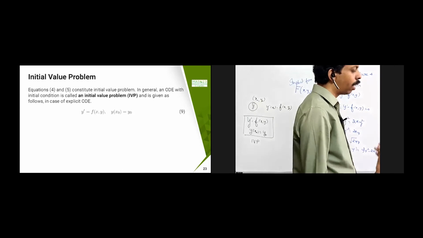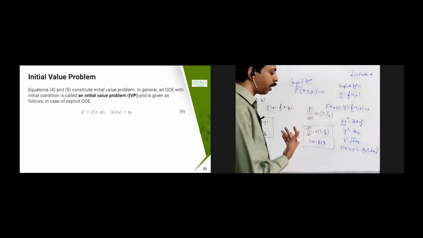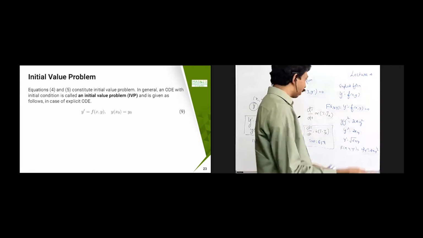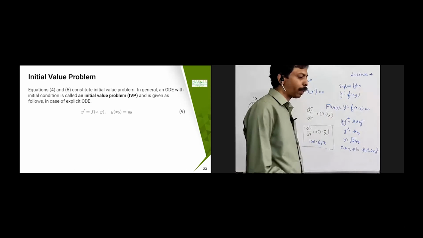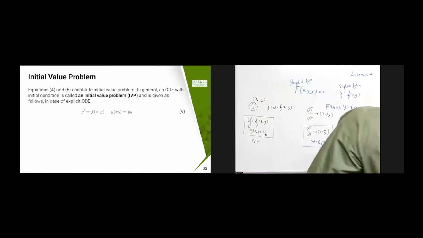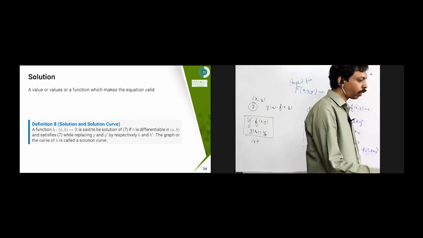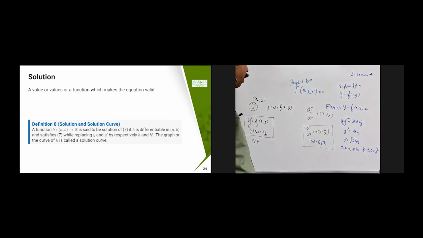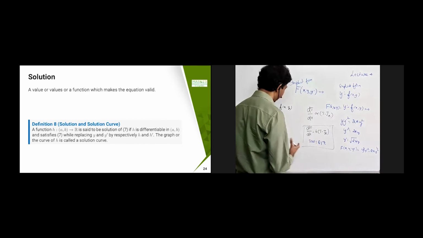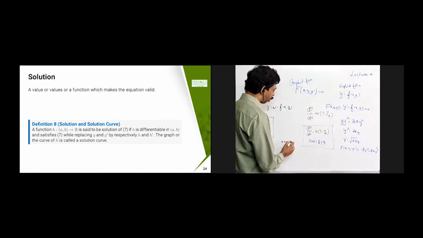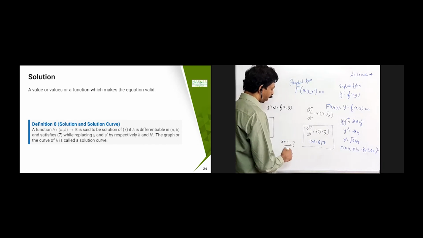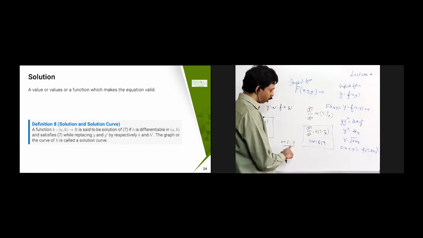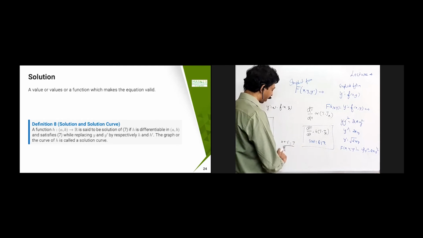In general, an ODE with an initial condition is called an initial value problem. For example, the explicit problem can be defined as y dash equal to f of x comma y and y of x naught equal to y naught. Now, what is the solution? Suppose I have x plus 5 equal to 7. Then what is the solution of this one? The solution is going to be 2. Whenever I put 2 here, these two expressions become equal whenever x equal to 2.